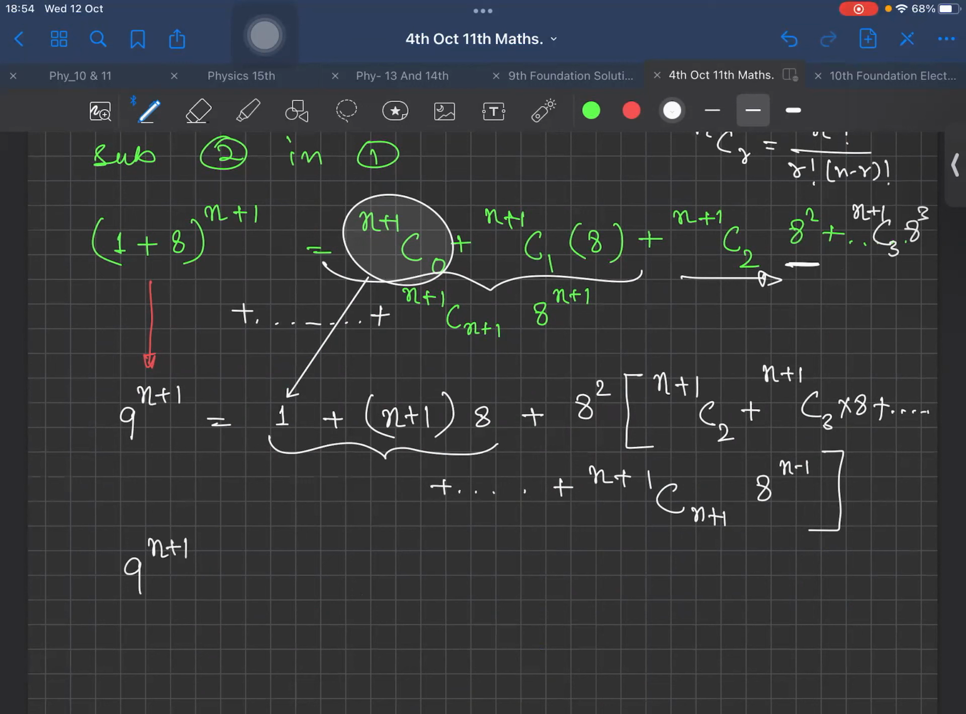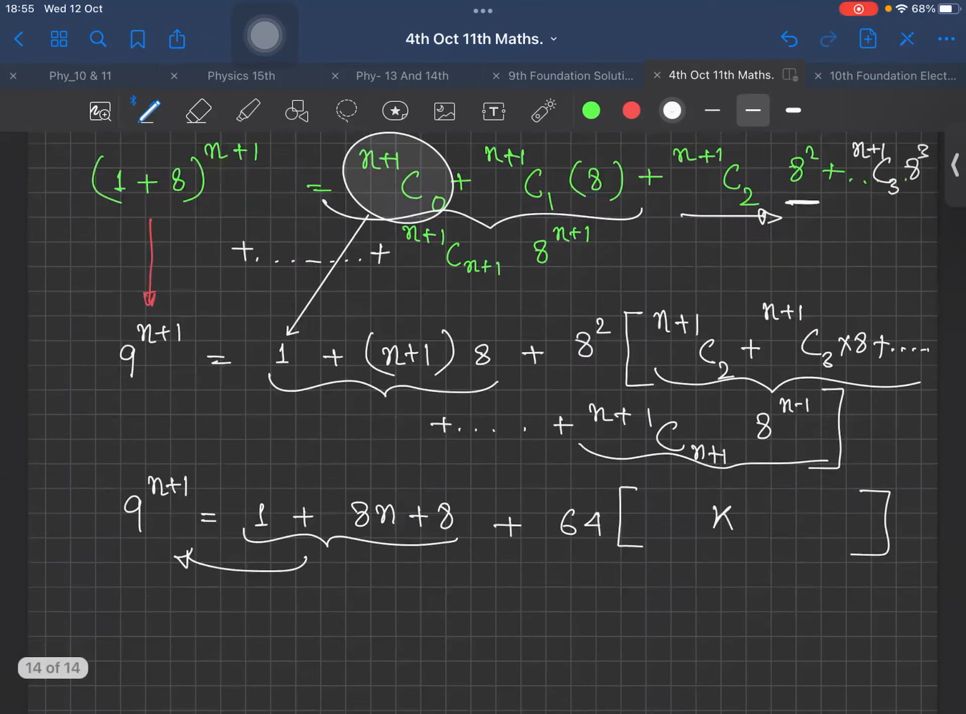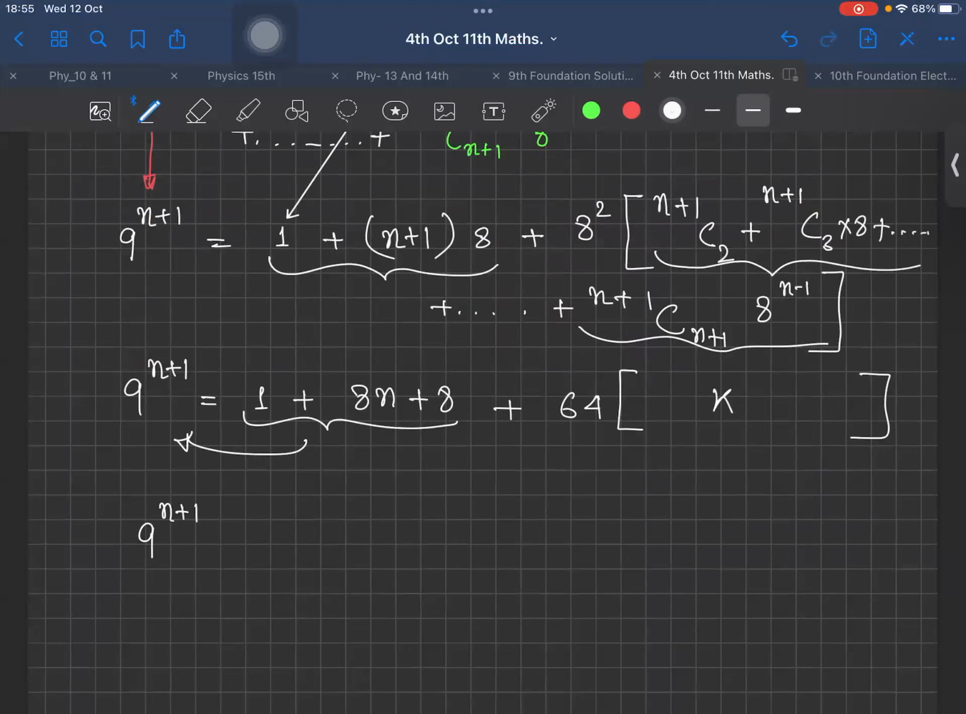9 to the power of n plus 1 is equal to 1 plus, what can we write this? This is 8n plus 8, fine, plus 8 square, which is 64, and here all this multiple. Whatever this is, it will always give a natural number, right? So can we write that as k? K is some natural number, we don't know. Now you take this one to the left hand side, what you will get? 9 to the power of n plus 1 minus 8n, 8 plus 1 is 9, minus 9 is equal to 64 into some value k. K is a natural number which we don't know.